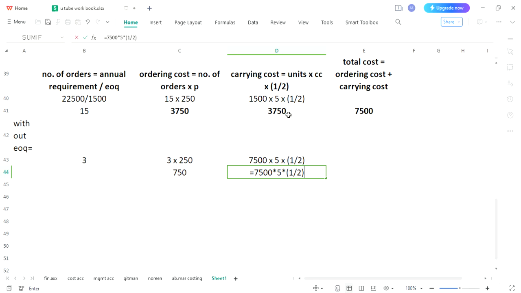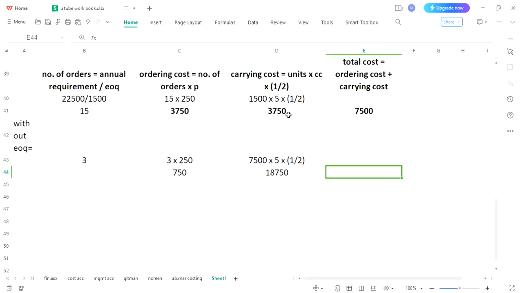You can put 0.5, or you can put directly 1 by 2 in your simple scientific calculators as well. So we have got our carrying cost 18,750. Now it's time to calculate your total cost. Look at here. How do you calculate your total cost? By adding ordering cost and carrying cost.